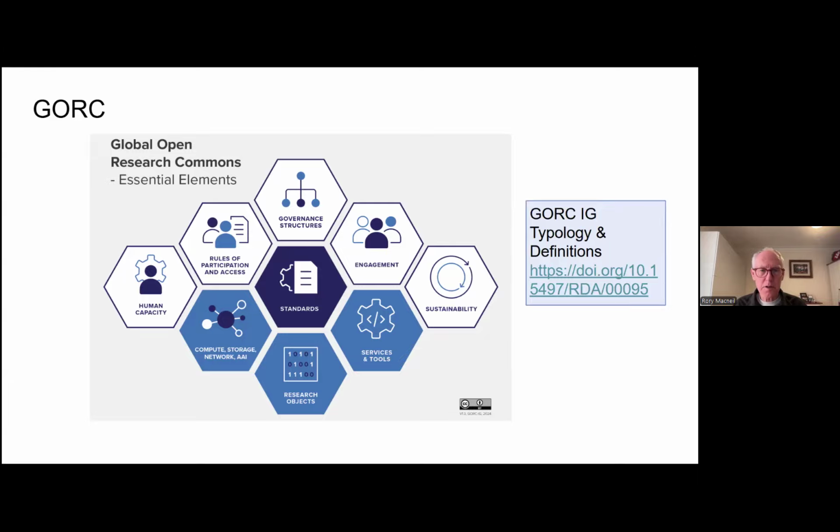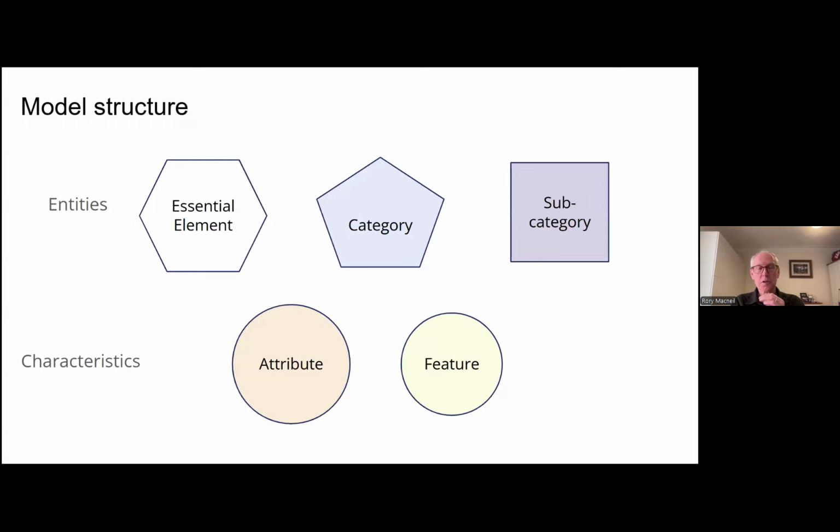Yeah, there we go. So the structure of the GORC is much more detailed than MaLDReTH, arguably much too detailed, I would say. You saw the 9 elements. Then for each element, you've got a category of things in the element, then subcategories, attributes, and features. Next slide, please.